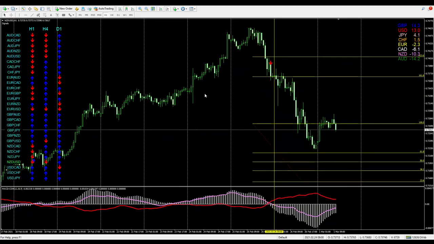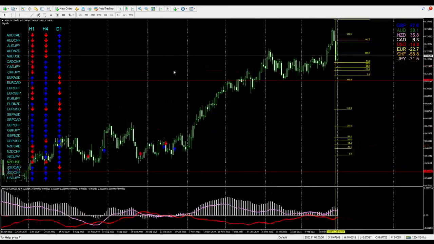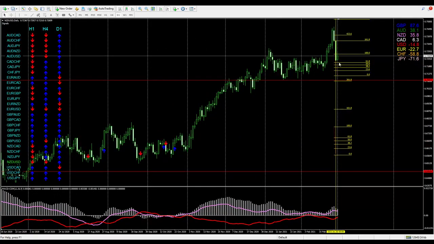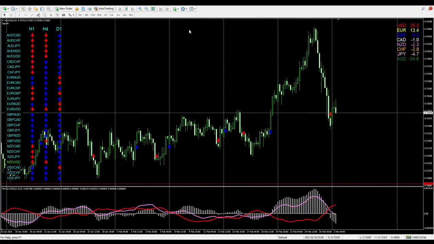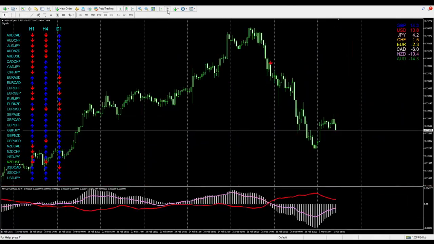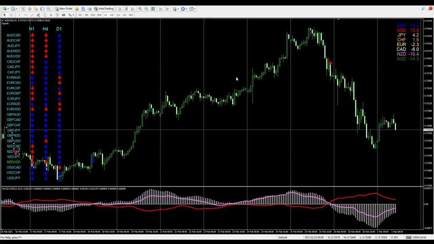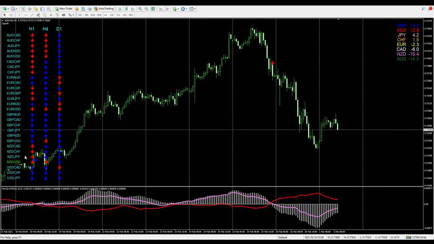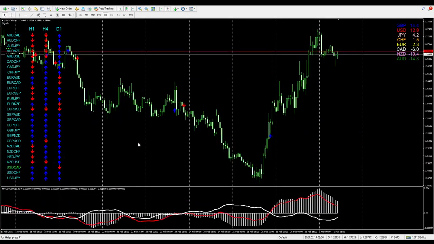Next one is NZD-USD. D1 time frame is a buy signal for NZD-USD. One moment, let me remove these Fibonacci levels. So for H4, it was a sell already for this week. So there are no possible trades as of now for NZD-USD because USD has reversed a bit. For H1, there is no trade for last week. So let's just hold and wait for NZD-USD. There's no possible trade for NZD-USD right now.